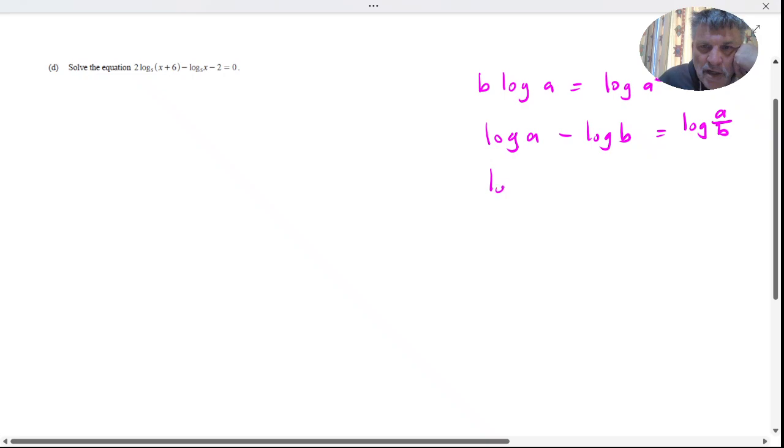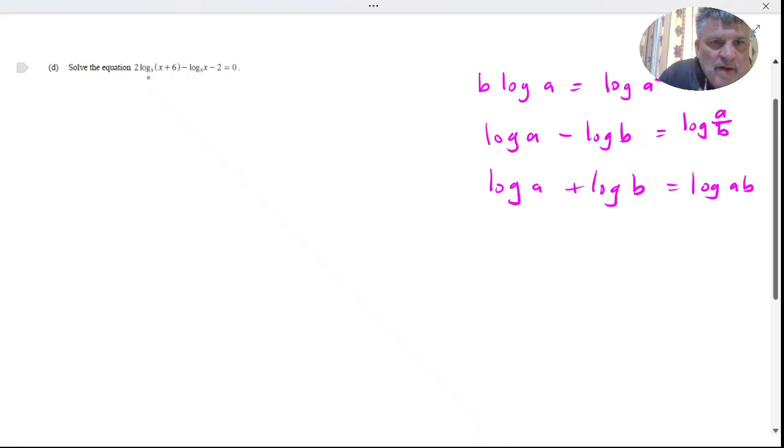So let's write it down. For completeness, these are three of the log rules that we use over and over again. So we've got a 2 outside, so that's going to become a squared inside. Let's go slowly.